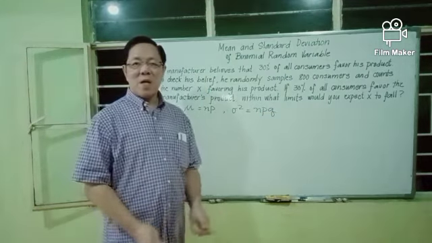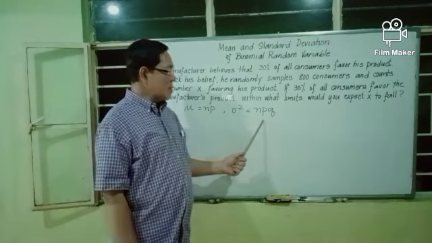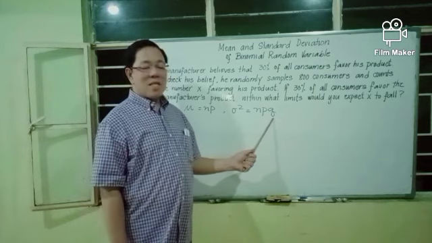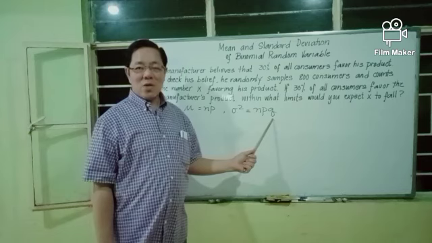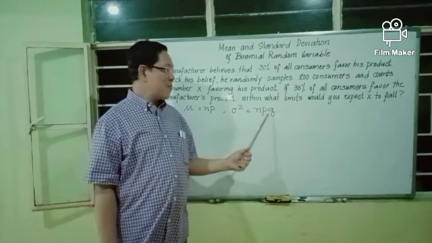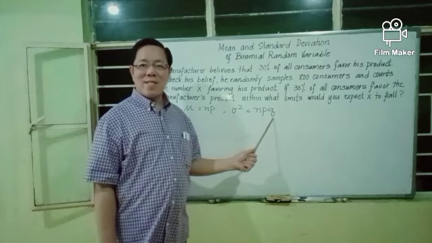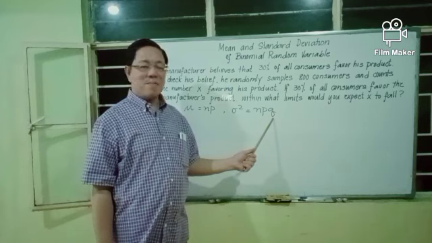Now, the probability of failure Q is the complement of the probability of success. That is, the sum of the probability of success P and the probability of failure Q is equal to 1. And from that equation, if you know the probability of success P, then the probability of failure Q is equal to 1 minus the probability of success P.